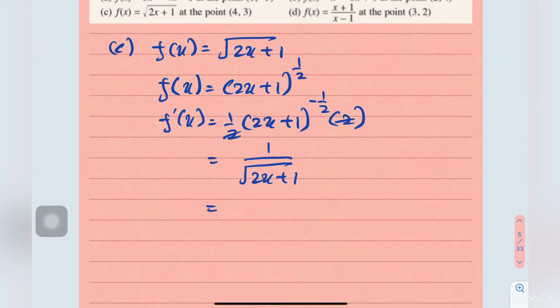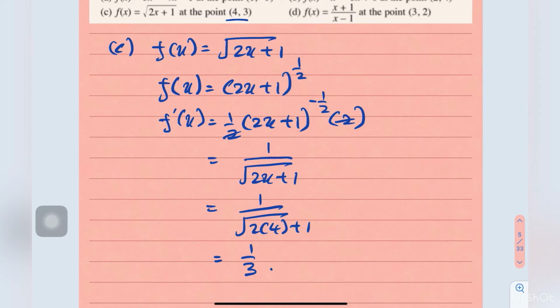Okay, now the point is 4, 3. So 1 over square root of 2 times 4 plus 1. 2 times 4, 8. 8 plus 1, 9. Square root of 9 is 3, so 1 over 3.